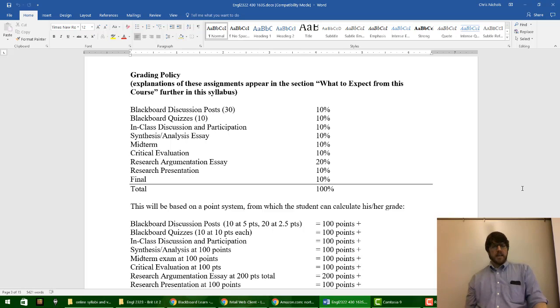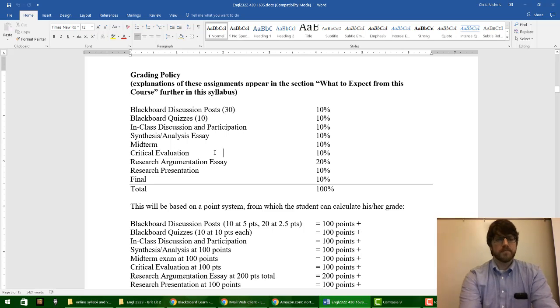Synthesis analysis essay is 10%. Then I believe we have the midterm. Then we have critical evaluation, which is also 10%. That's also an essay. Oh, I didn't put the word essay after that. I guess I could add that. It's not absolutely necessary, but you'll see later when we talk about it that it's an essay.